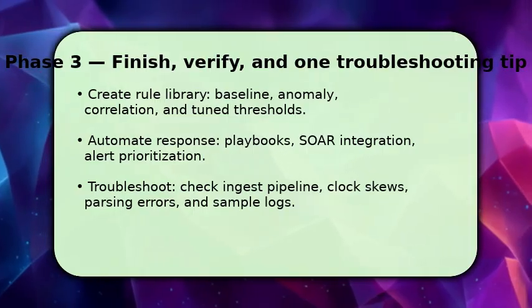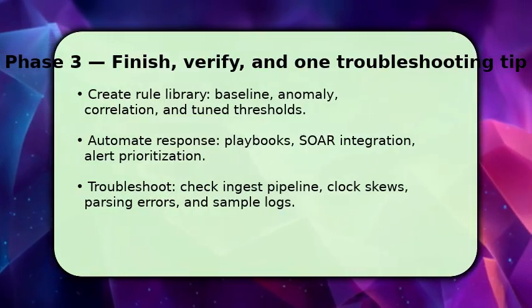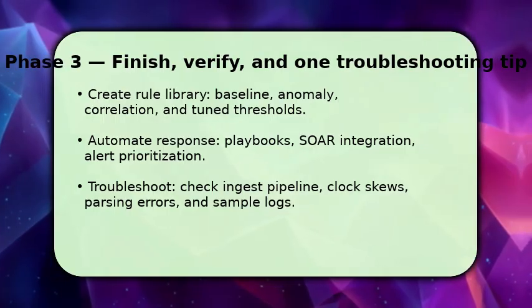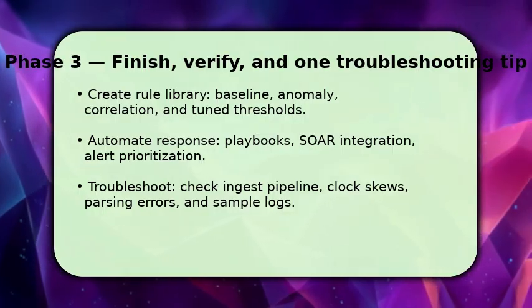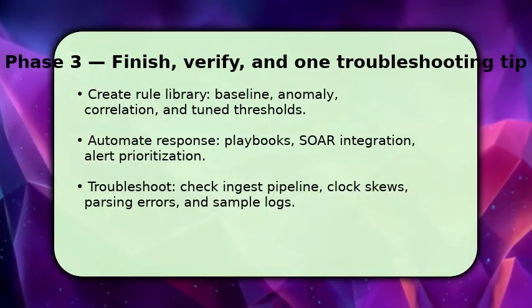Write a rule library with baseline, anomaly, and correlation rules, then tune thresholds to reduce false positives. Once rules trigger, automate playbooks and connect to SOAR or ticketing so triage is consistent.